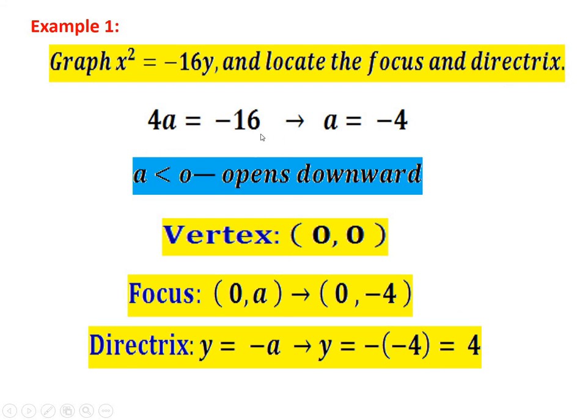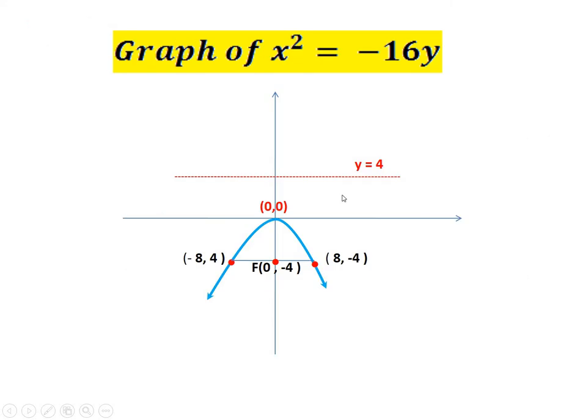Again, start with the basic. Equate the coefficient beside y with 4a. Then solve for a, and that's the time you conclude if it opens upward or downward. So look at this: if it is x squared, it opens upward or downward. If it is y squared, it could open to the left or to the right. Okay? So this is the graph.